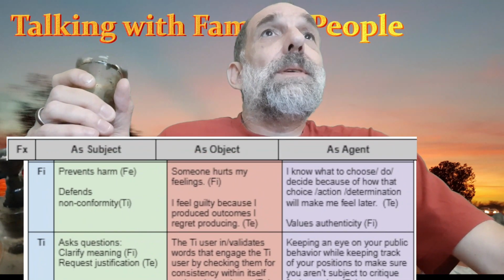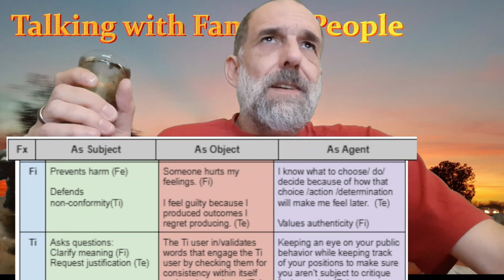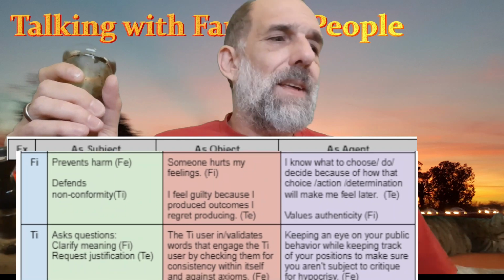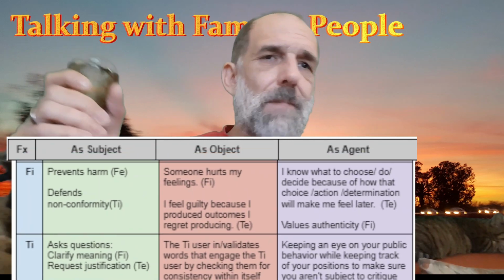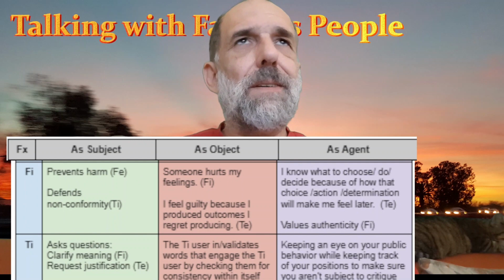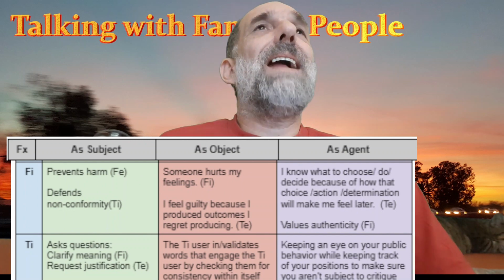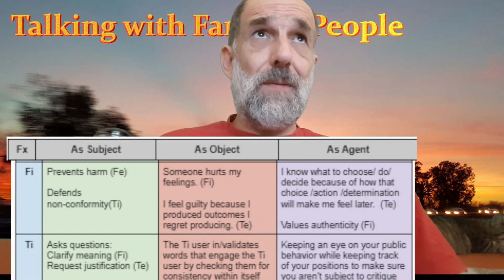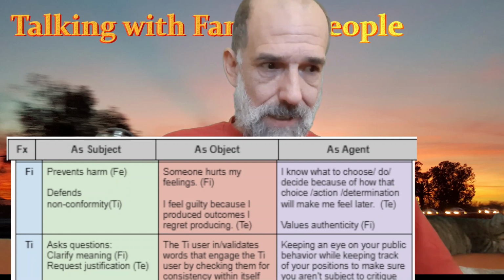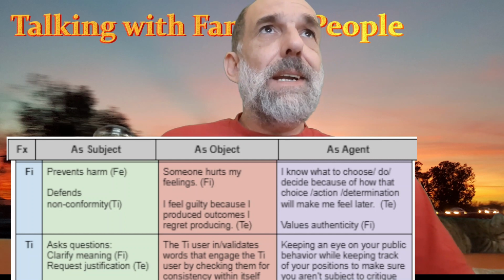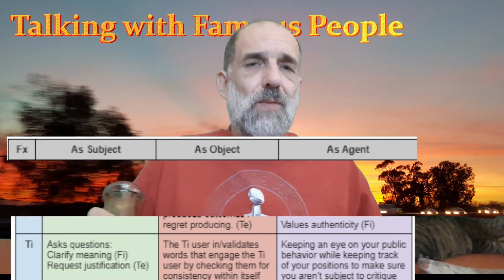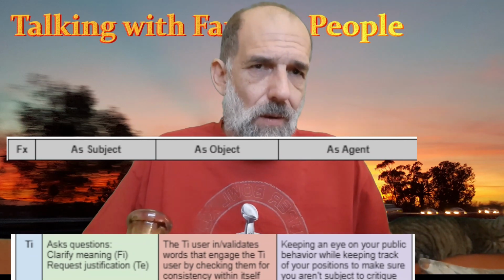I feel guilty because I produce outcomes I regret producing. This is something I experience a lot. I may be correct, but I still end up thinking the TE things maybe are more important, that I should have prioritized outcomes more than being correct, etc. FI as an agent. I know what to do, choose, decide because of how that choice, action, determination will make me feel later. That links to TE. And it values authenticity. That's FI's fundamental core position, is that people's feelings are their authentic selves, and that ultimately that's what matters most.